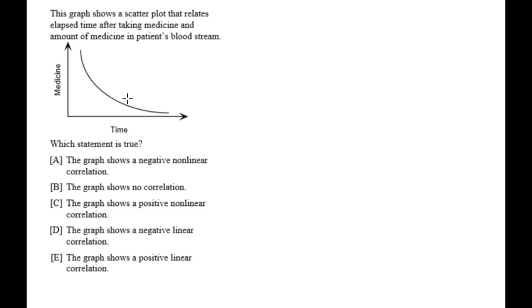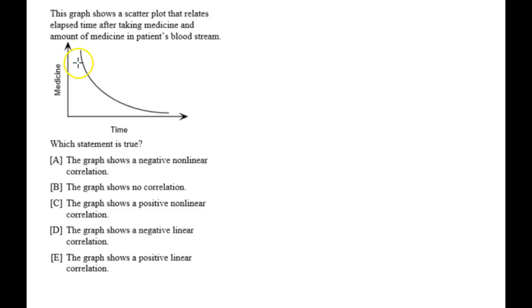A says the graph shows a negative nonlinear correlation. B, the graph shows no correlation. C, the graph shows a positive nonlinear correlation. D, the graph shows a negative linear correlation, or E, the graph shows a positive linear correlation.